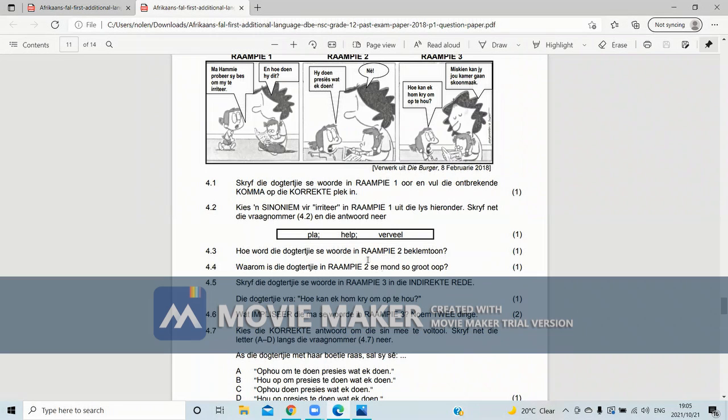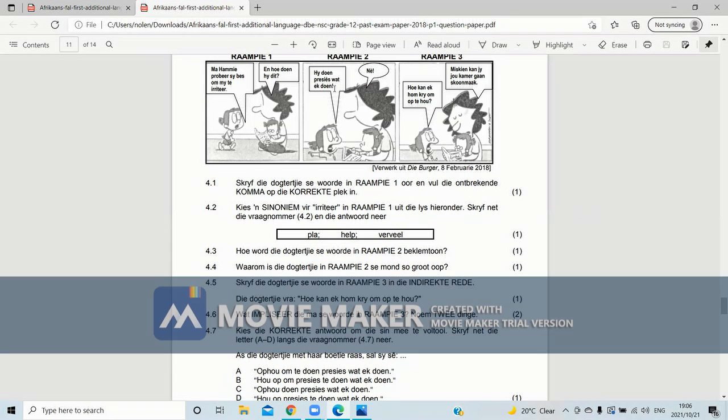4.3. Hoe word die dogtertjie se woorde in rampie 2 beklemtoon? How are the girl's words in frame 2 emphasized? Let's see. Hy doen presies wat ek doen. So she emphasizes it with the exclamation mark. There are 2 ways, but we're going to go with the obvious one. She's shouting it. So we call that a uitroepteken.